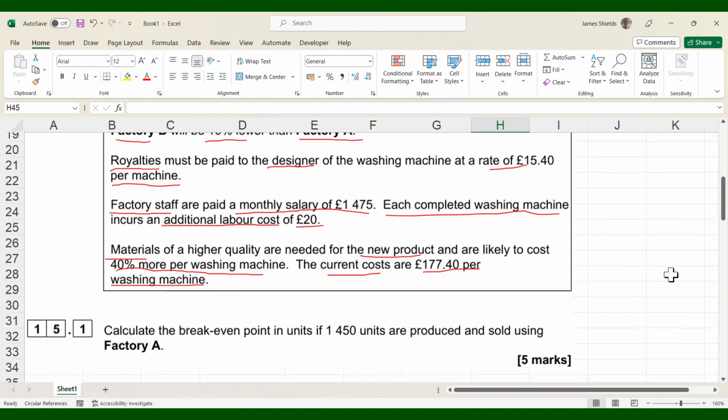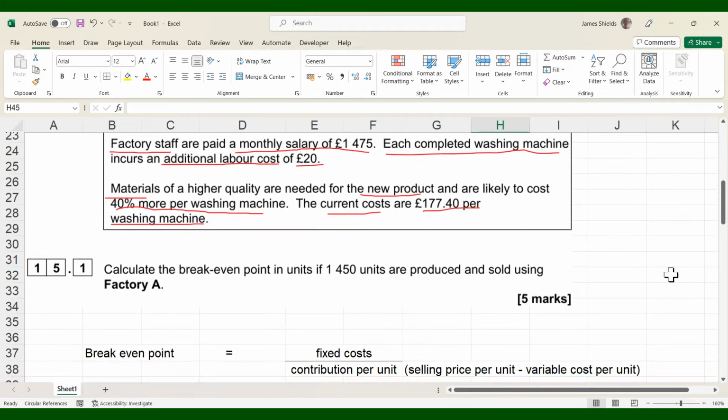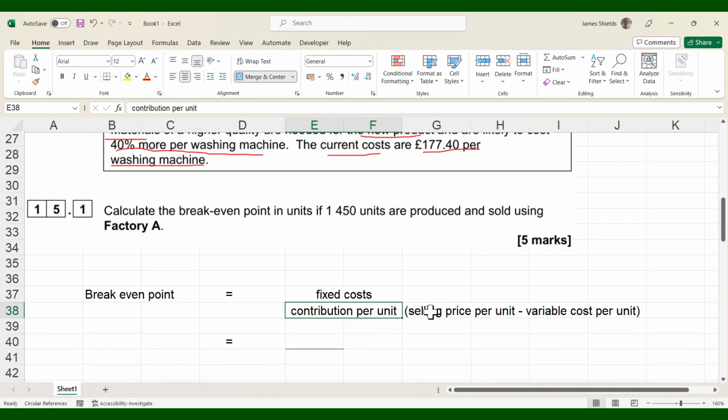So, 15.1 then. Calculate the break-even point in units if 1,450 units are produced and sold using Factory A. So the first thing I'm going to put down is my little formula for break-even point. The break-even point is your fixed costs divided by your contribution per unit. Now, your contribution per unit is the selling price per unit, take away the variable cost per unit. So what we need to know then is the fixed costs and the contribution per unit.